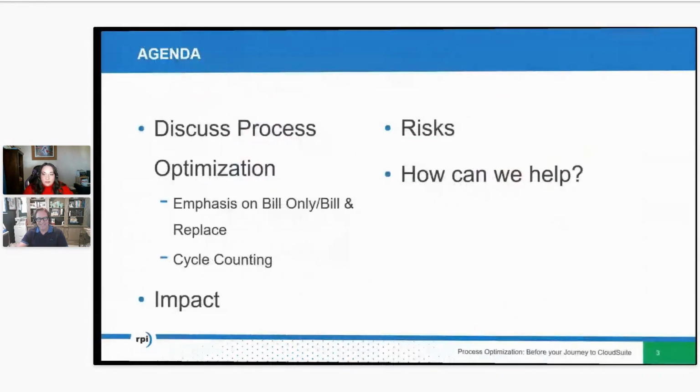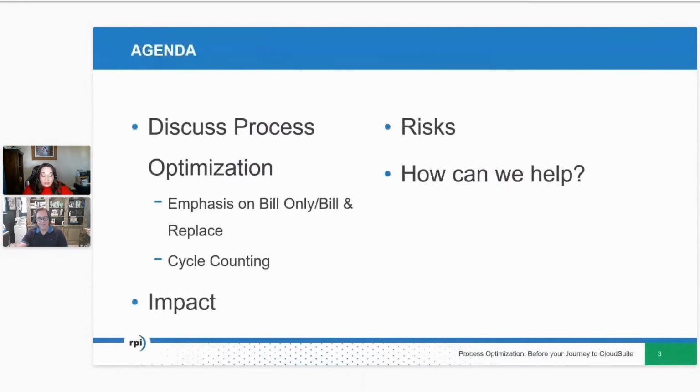So just a little bit of how today's going to go. We're going to be focusing on that process optimization with an emphasis on bill only and bill and replace, as well as implementing cycle counting schedules for your perpetual inventory, both of which can be implemented in your current Lawson system prior to your CloudSuite migration. That'll definitely help pave the way for that migration. So let's just hop right to it.